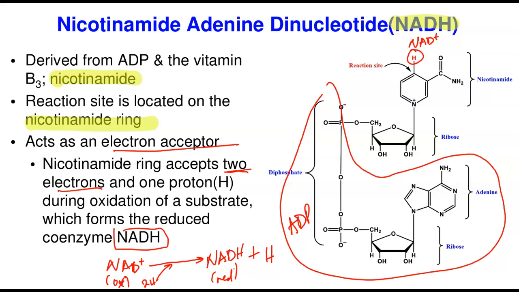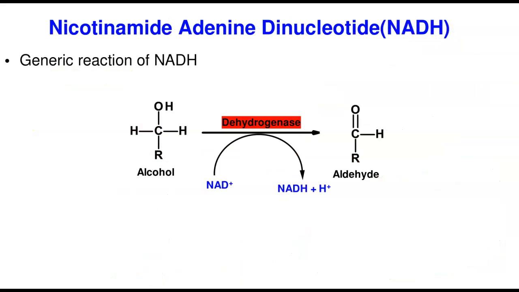We now go to its typical reaction, a typical reaction of nicotinamide adenine dinucleotide. A generic one is here. Look at what happens here. This is an alcohol, and this alcohol loses these 2 hydrogens, a hydrogen here and a hydrogen here. That's exactly what it does. So those 2 hydrogens are lost.